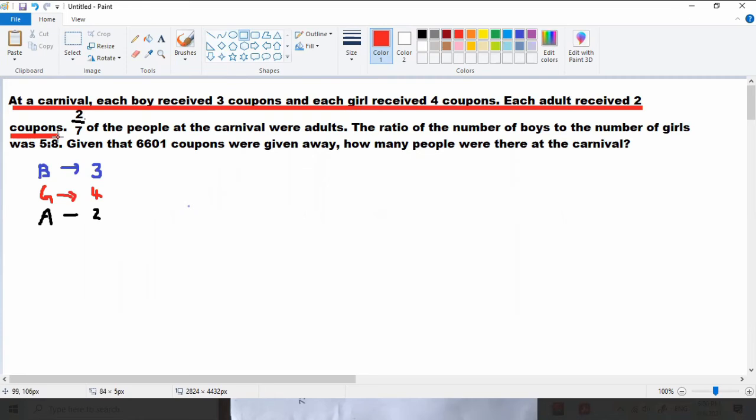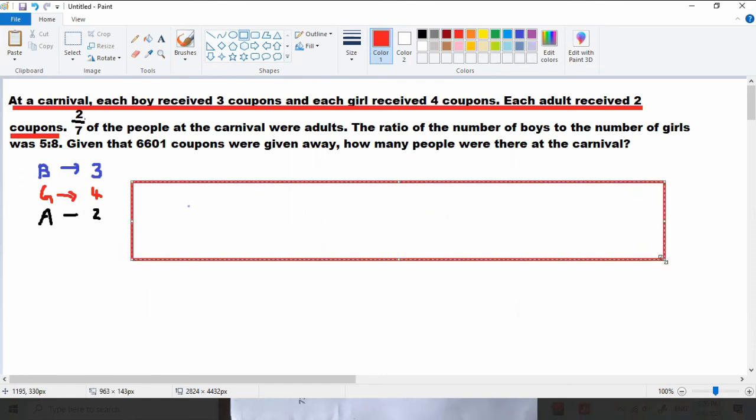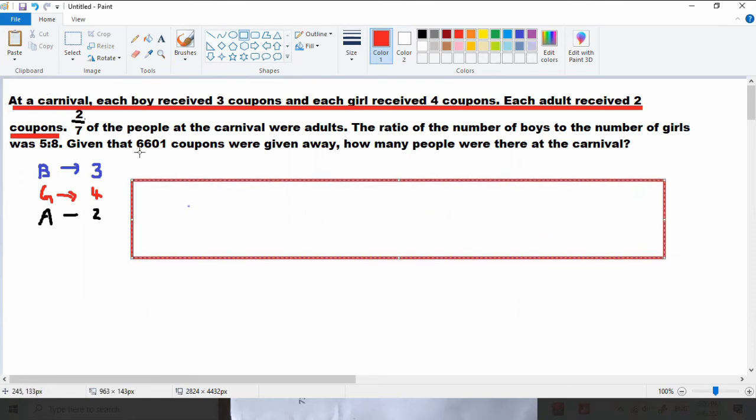Now, choose 7 of the people. This is all the people. So 2 out of 7, right? I don't have to draw 7 boxes. If this one is 2 units, then this one, 2 units of all the people, are adults. So 2 out of 7 were adults. Can you understand?